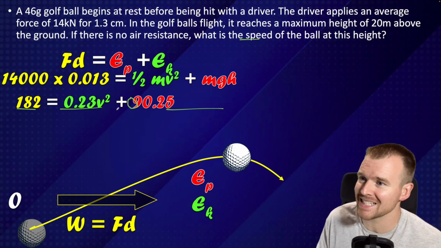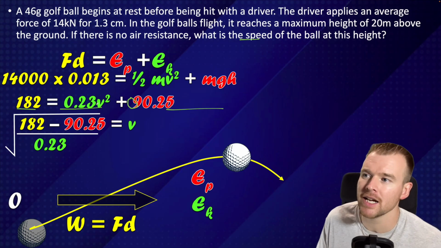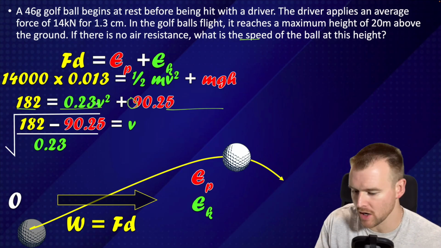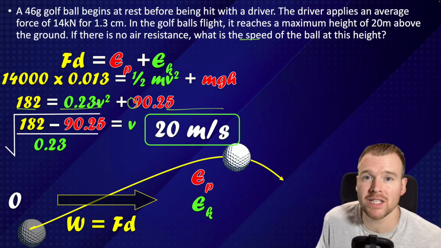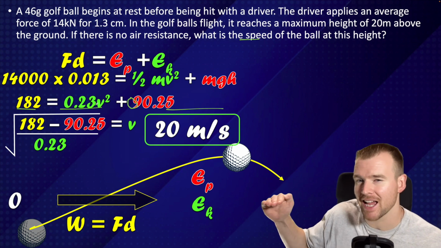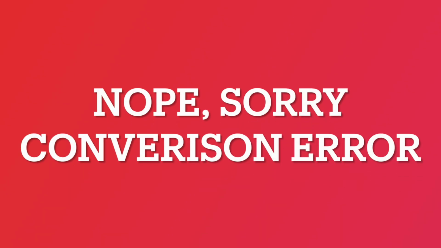So let's just minus that 90.25 over, divide by the 0.23, square root, and we get a velocity of 20 meters per second when it's at that height. Actually, no, sorry, that's incorrect.